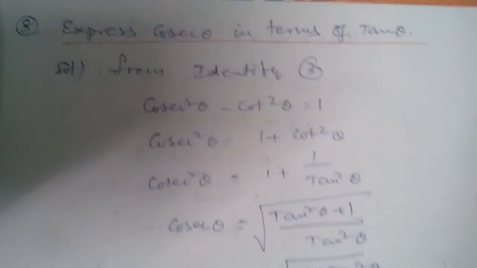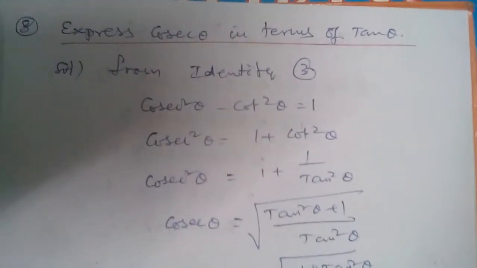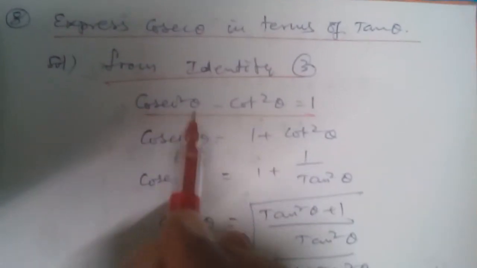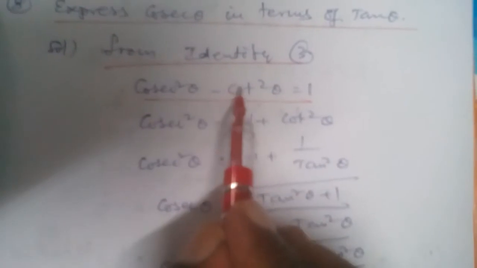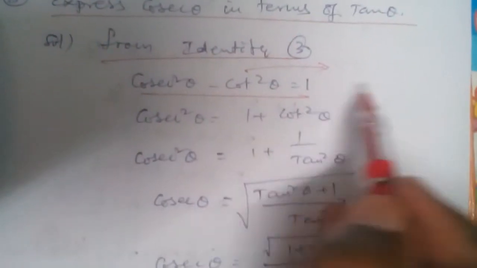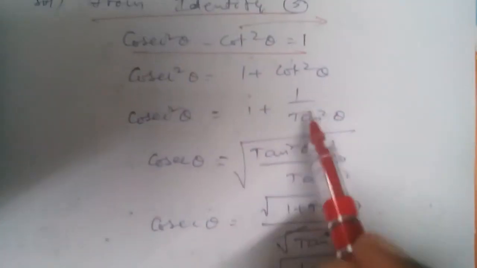And the eighth one: express cosecant theta in terms of tan theta. Identity 3: cosecant square theta minus cot square theta is equal to 1. We send minus cot square theta to the right-hand side, and we get cosecant square theta is equal to 1 plus cot square theta.